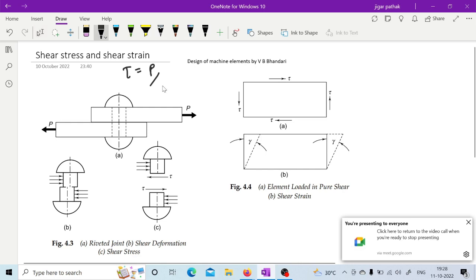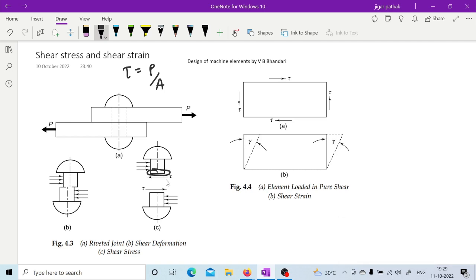So this tau is equal to P by A, right? As you know, this is the area on which this stress is acting, and this area is parallel to the axis of force. This is how you have this shear stress. Sometimes, due to this shear stress, there is a change in shape, so this particular gamma is known as shear strain.